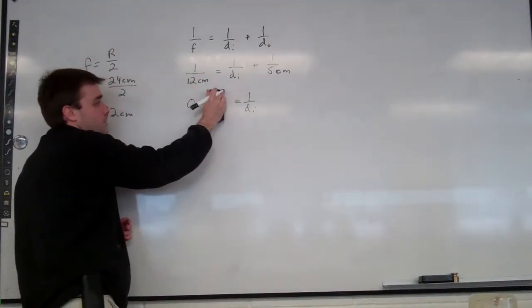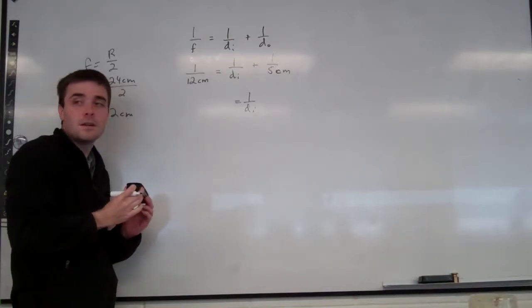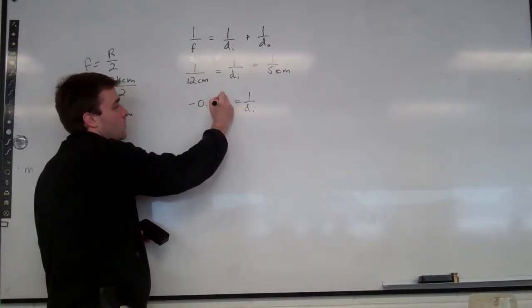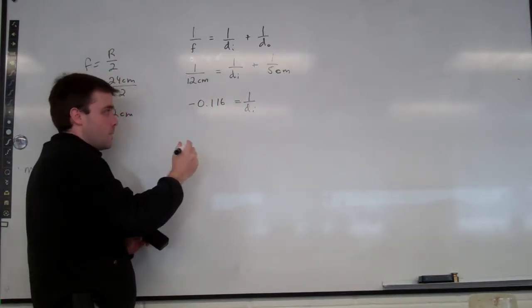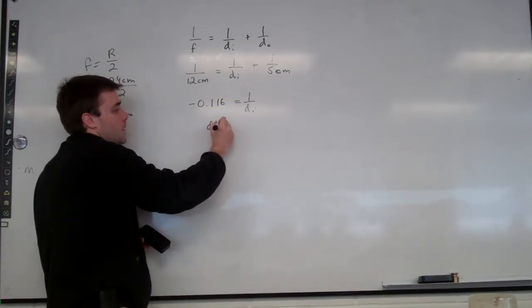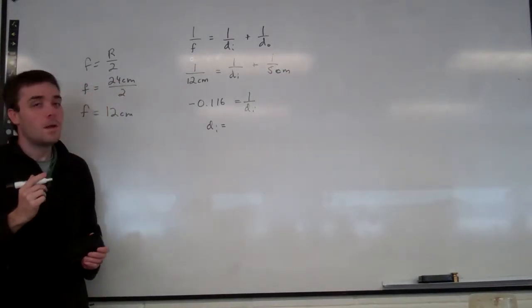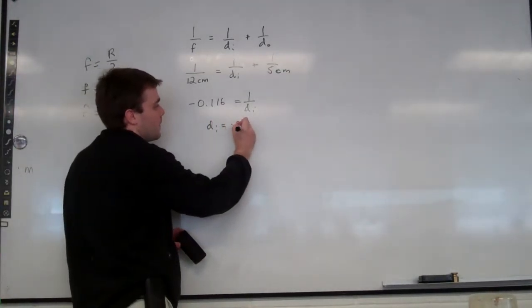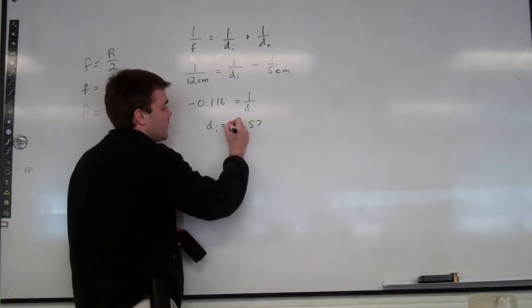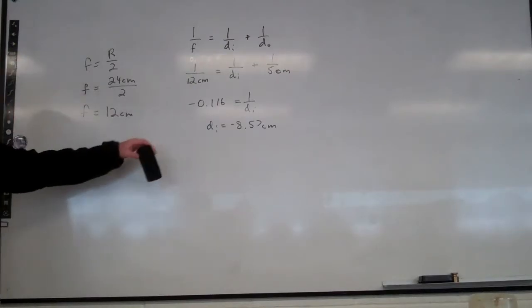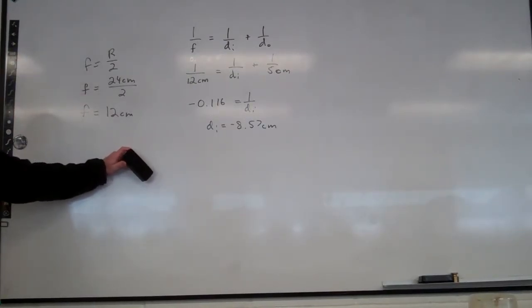What did you guys get? Should be negative first. Oh, that's 1/5. I had 1 over 50. Yeah, the 5 looked like a 0. Okay. Sorry. That's okay. Negative 8.57 centimeters. Okay. So that's our image distance, negative 8.57.